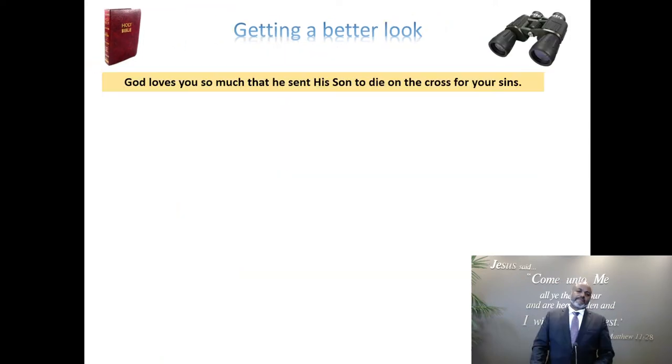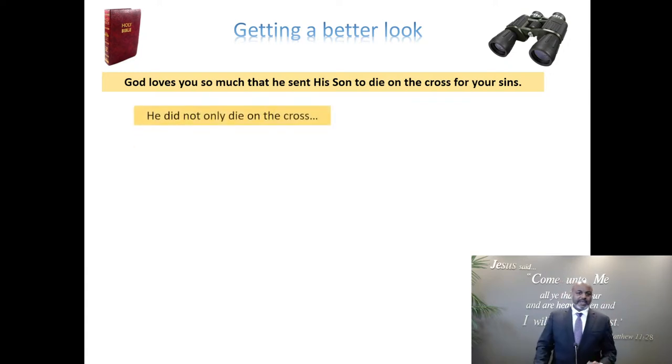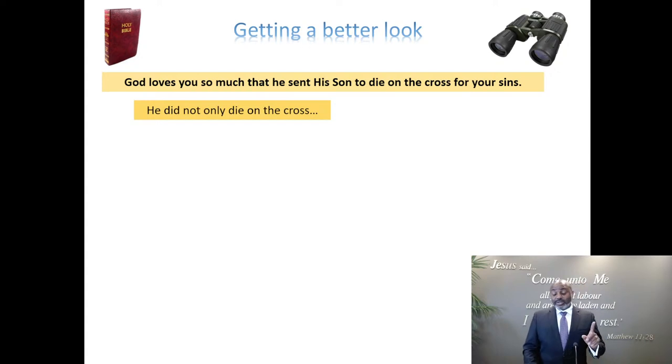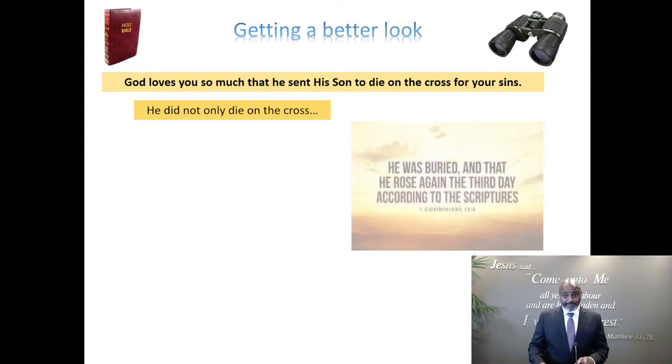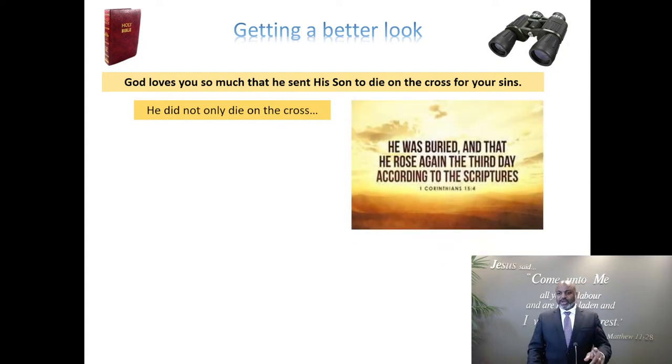Getting a better look. God loves you so much that he sent his Son to die on the cross for your sins. He did not only die on the cross. He was buried, and he rose again the third day according to the scriptures. When you take a close look at the scriptures, God's word, the Bible, you will see that he didn't just die. He rose again on the third day according to the scriptures, just like the Bible said.